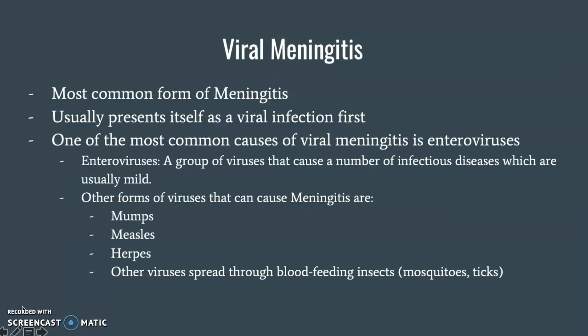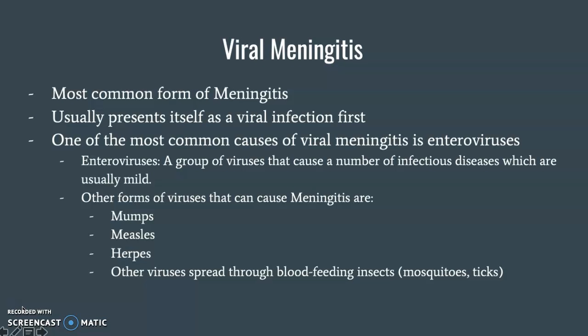Viral meningitis. Viral meningitis is the most common type of meningitis to be diagnosed. It usually presents itself as a viral infection, such as fever, general feeling of illness, and headaches. It is easily contagious and can be spread through bodily fluids, sneezing, and coughing. One of the most common causes of viral meningitis is enteroviruses. Enteroviruses are a group of viruses that can cause a number of infectious diseases, which are usually mild. Other viruses that can cause meningitis are mumps, measles, herpes, and other viruses that are spread through blood-feeding insects.